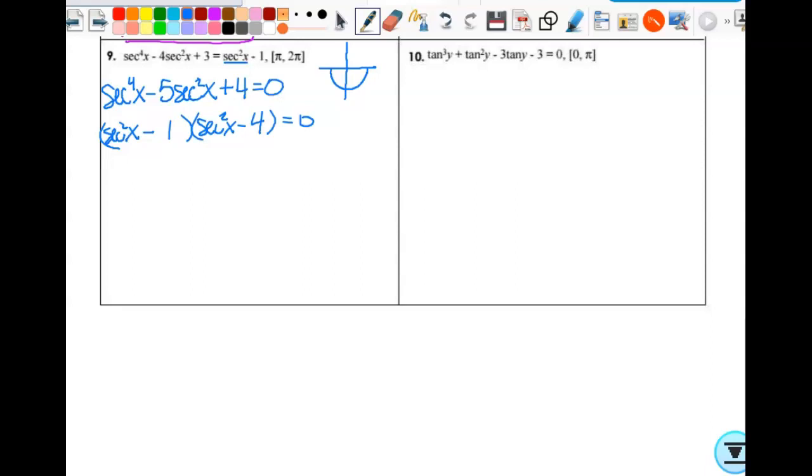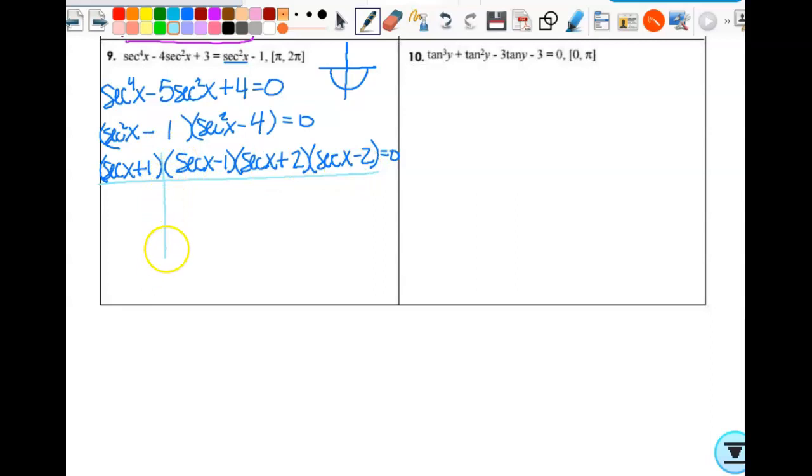Now what's in each little parentheses there, can I factor those things? Yes, I can. So this will bring me to secant x plus 1 times secant x minus 1 times secant x plus 4 times secant x minus 4. 2, thank you. Dang it. Yes, you're right. All right, so now that I have that, solve each one of these.